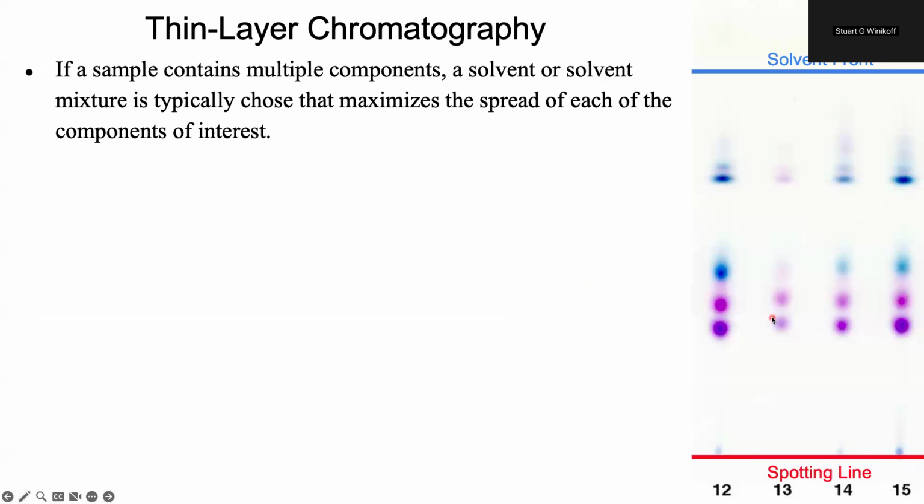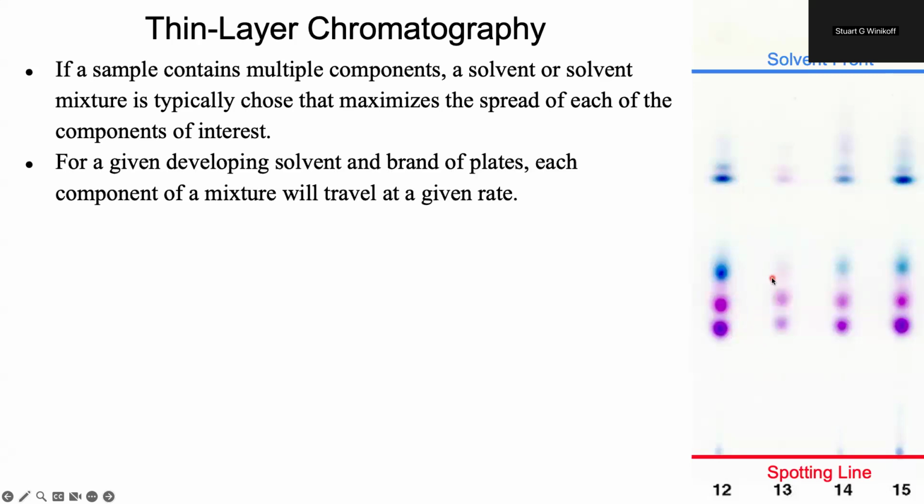So if I've got a sample that contains multiple components, we're going to actually see multiple spots. But we're also going to want to make sure that we choose a solvent or a solvent mixture, so essentially a mobile phase that has the furthest spread of these samples as possible.